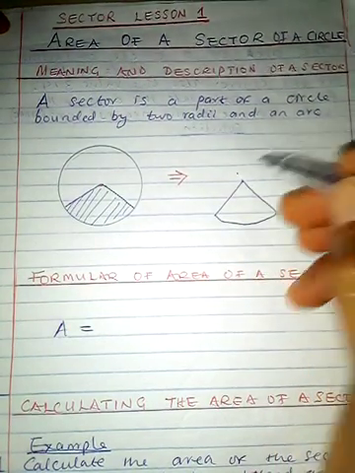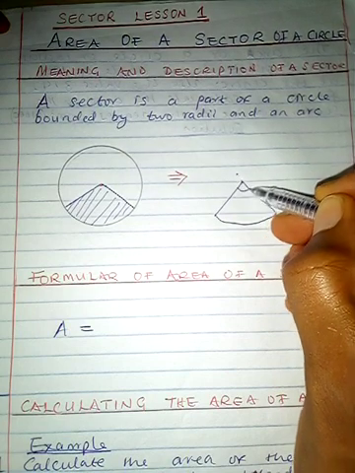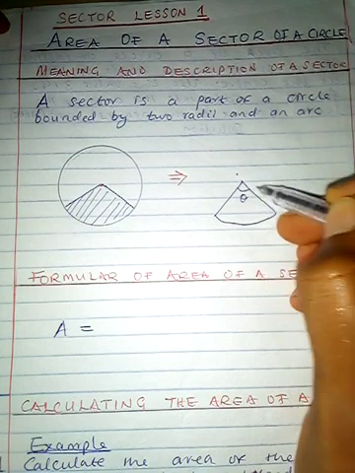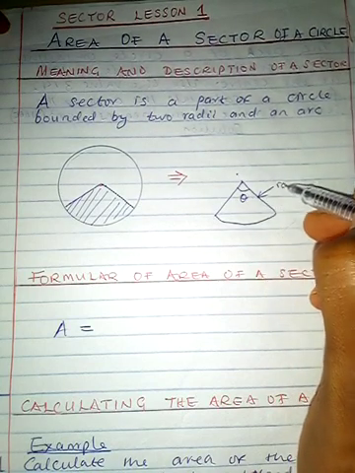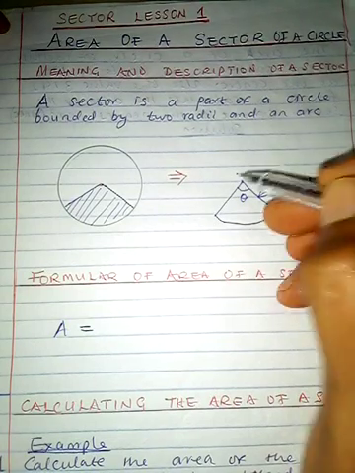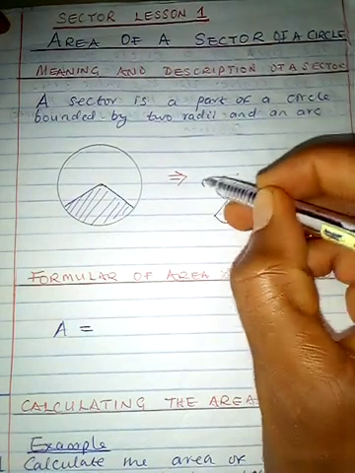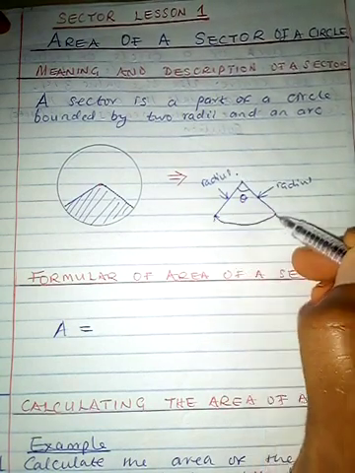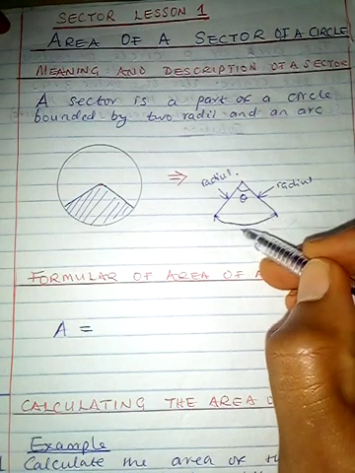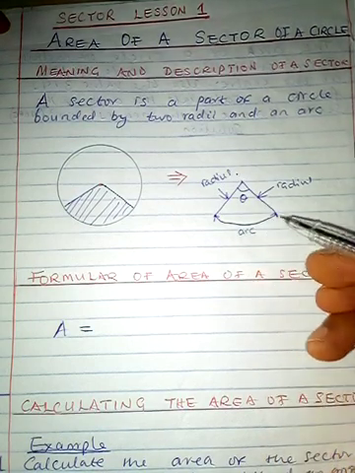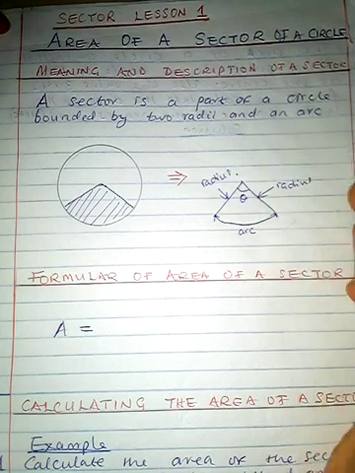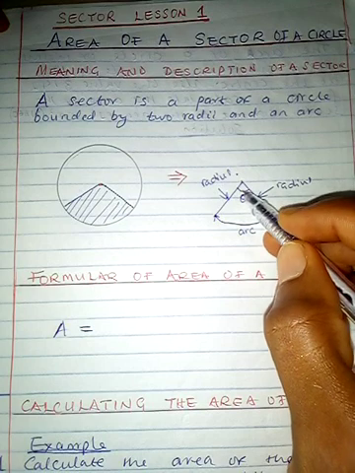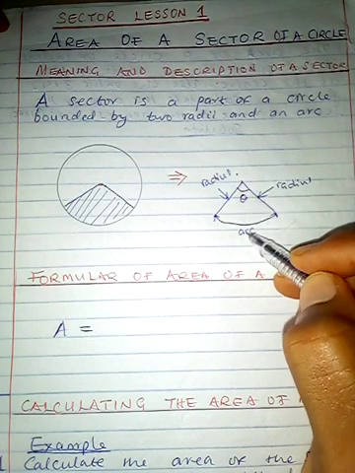As you can see here, the angle that a sector subtends is usually known as theta, and this is known as the radius of the sector, and also this is the second radius. The distance from here to here along the circumference of the circle is known as the arc of the sector. So these are the parts that a sector of a circle can have. A sector usually has 2 radii, an angle, and an arc.